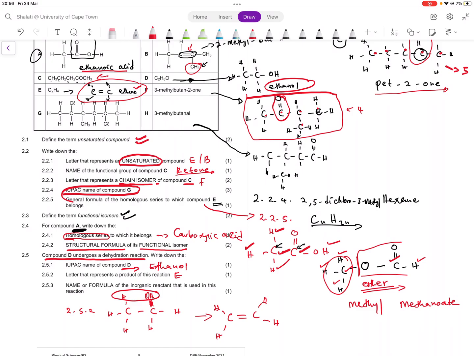Okay, name or formula of the inorganic reactants that is used. You must now remind yourself what are the other reactants in an elimination reaction. We use a concentrated NaOH. We use a base for the removal. Okay, so that's what you must remind yourself. So in the next video, I'm going to do another example, still from the same paper, but I'm going to do question 4 from the 2021 past paper.